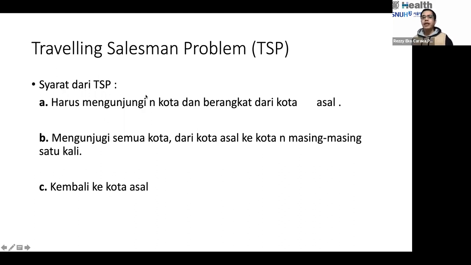So the criteria or the assumptions: we have to first visit the first city, and we can finish at another city. Each other city can be visited one time per city. I guess this is the criteria of the traveling salesman problem. And then after I reach the last city, I have to go back again to Jakarta. So this is the criteria or the conditions of the traveling salesman problem.